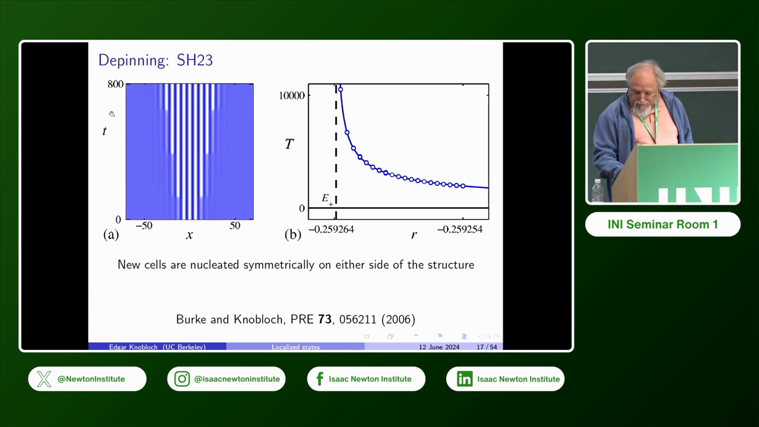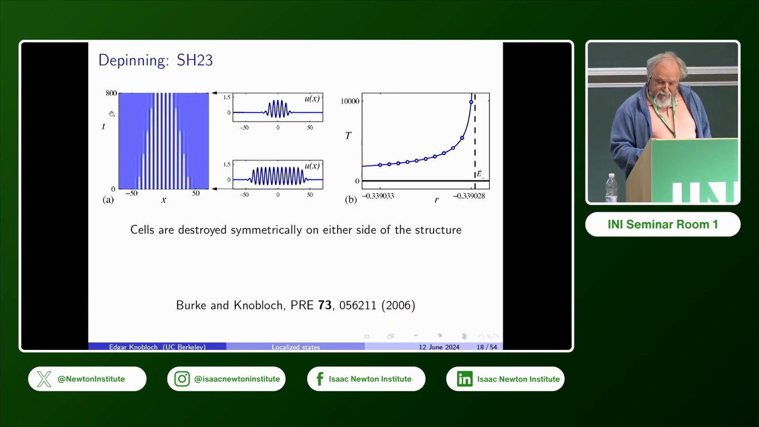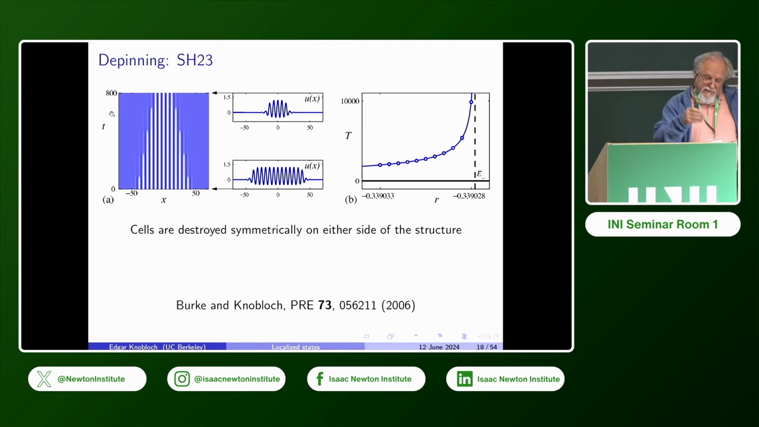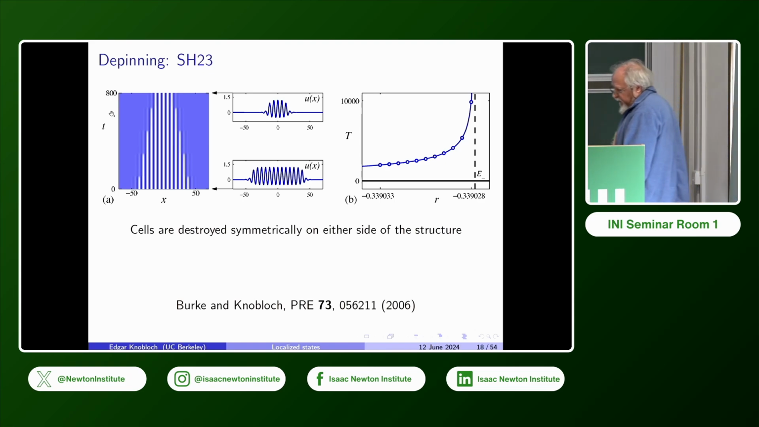And of course, if you go to the other side of the pinning region, then the lowest energy state is the homogeneous state. And then what happens is that you sequentially delete wavelengths as the state collapses to the lowest energy state.